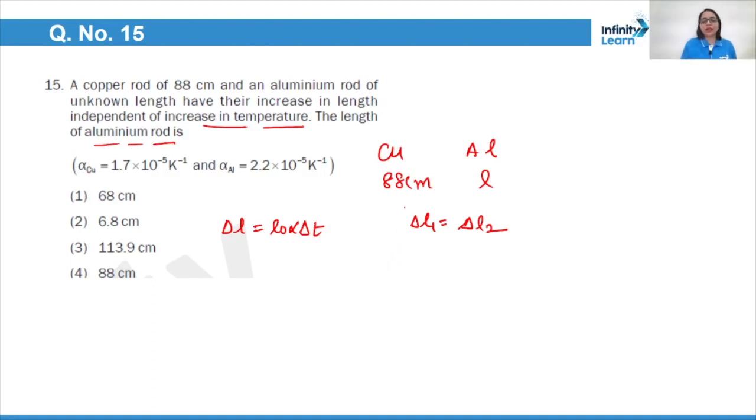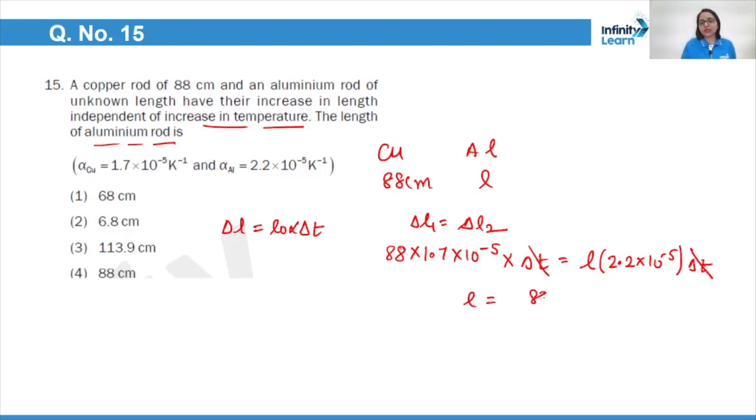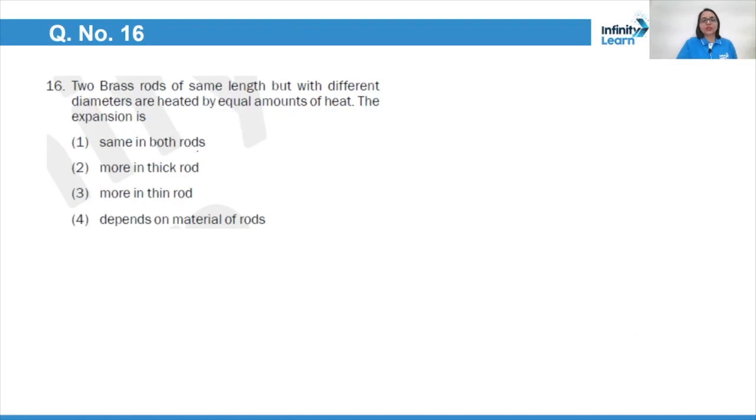So in this case, it will be L naught for copper 88. Alpha of copper is 1.7 into 10 power minus 5. Delta T is equal to delta L2 for aluminum, which is length of the aluminum, initial length, into alpha of aluminum, which is 2.2 into 10 power minus 5 into delta T. This will cancel this. So we have L is equal to 88 into 1.7 into 10 power minus 5 divided by 2.2 into 10 power minus 5. So it will give you the initial length of the aluminum as 868 centimeter, which is option 1.